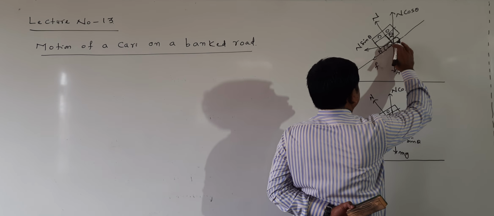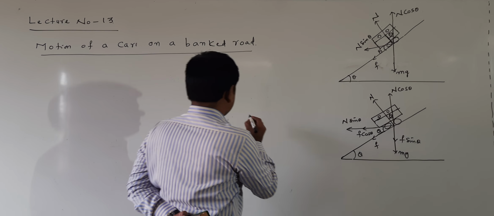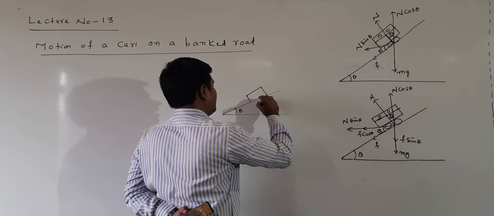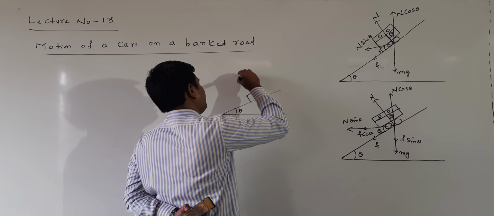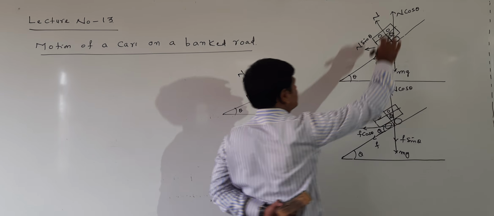Here we know that this is a car, and this is the normal reaction. We know the normal reaction already. Suppose this is an inclined plane and I am placing the body like this. This normal reaction is acting perpendicular to this plane. That's the reason the normal reaction is acting in this direction.